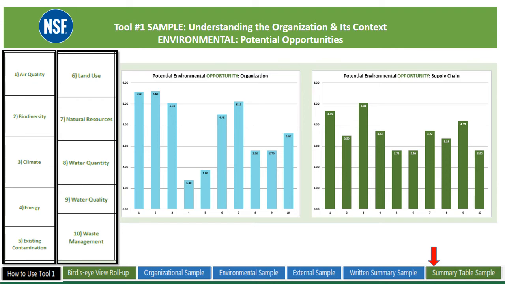And you can also see that the opportunity here is summarized for both the organization as well as the supply chain. Note that the bar charts are color-coded according to whether it is an opportunity for your organization, which is in the turquoise blue, or an opportunity for the supply chain, which is in green. The numbers at the bottom of the bar charts, 1 through 10, correspond to the categories of environmental, which are organized alphabetically, beginning with 1, quality, and ending in 10, waste management.